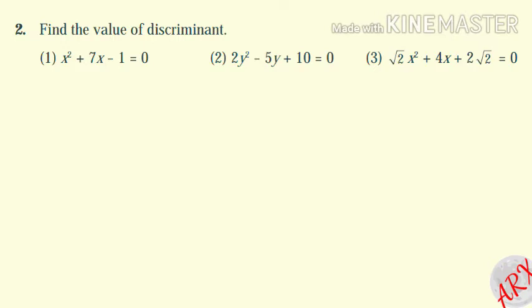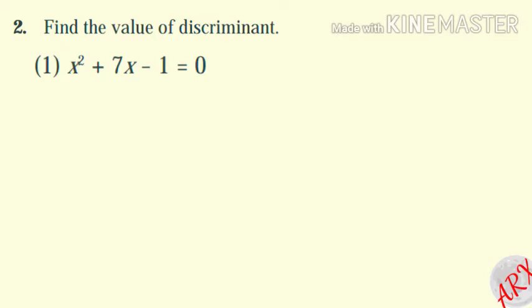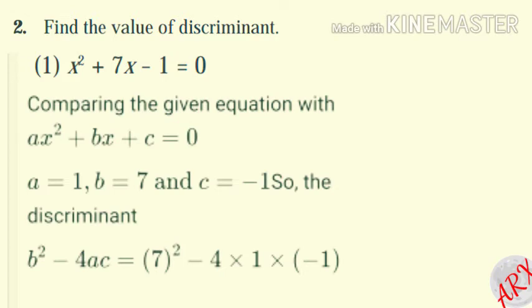Find the value of discriminant. First question, x square plus 7x minus 1 equal to 0. Now compare the given equation with ax square plus bx plus c equal to 0. So we will get a equal to 1, b equal to 7 and c equal to minus 1. After putting values, we will get b square minus 4ac equal to 7 square minus 4 into 1 into minus 1. 7 square is 49 and 4 into 1 into minus 1 will be plus 4. So 49 plus 4 equal to 53.